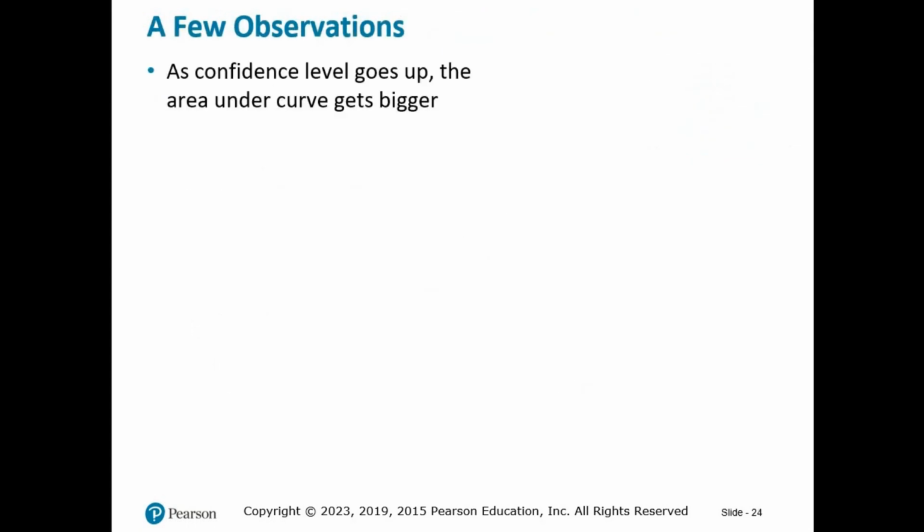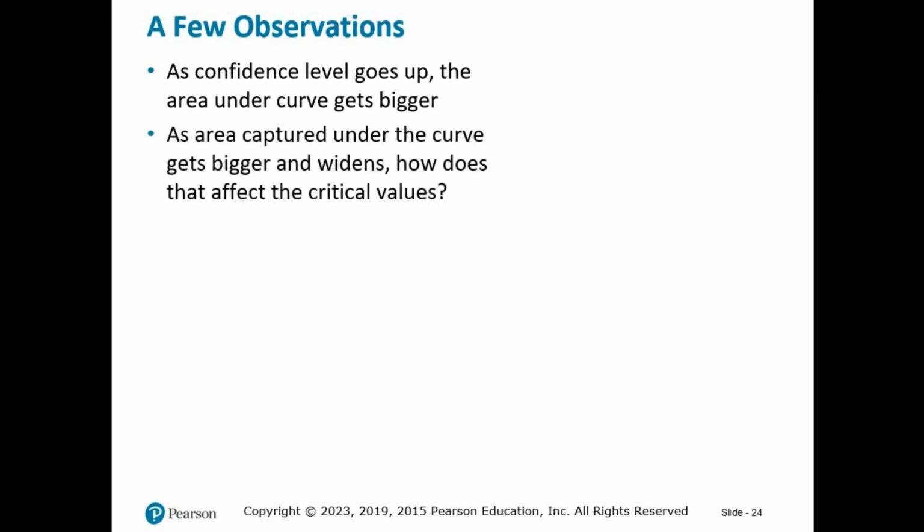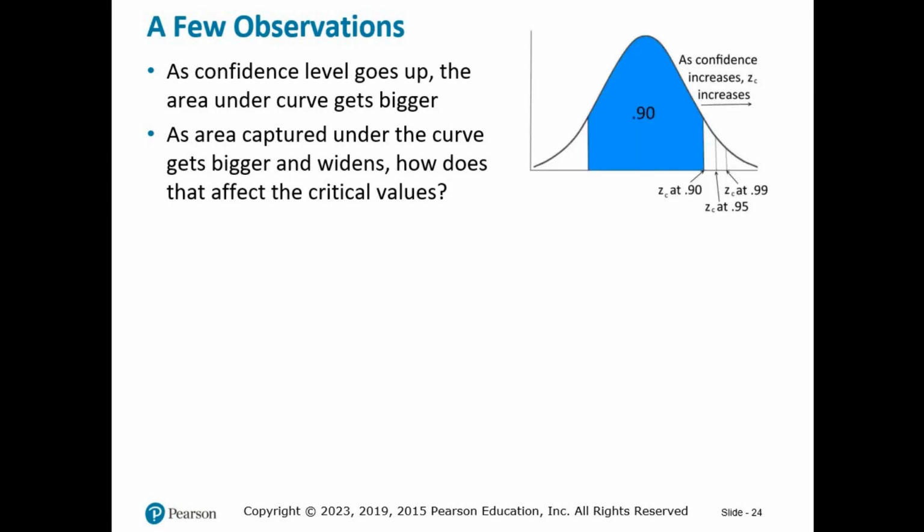Before we move on, let's make a few observations. As confidence goes up, the area under the curve gets bigger. As the area captured under the curve gets bigger and widens, how does that affect the critical values? If you look at this graph, here's what the positive Z sub C value is when the confidence level is 0.9 or 90%. When we increase the confidence level to 95% or 0.95, see how that increases?